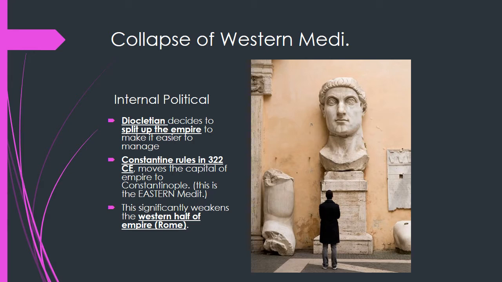When Constantine steps up to power in 312, he converts to Christianity and legalizes it. And in 322, Constantine says, see you, Rome, and makes the new capital of the entire empire Constantinople in the Eastern Mediterranean. And I'll show you a map of that tomorrow. But this moving the capital significantly weakens the western half of the empire, where Rome really was. And it kind of leaves it to decline and strengthens the eastern half.